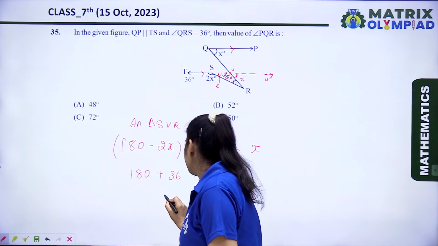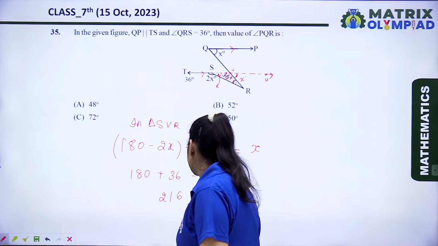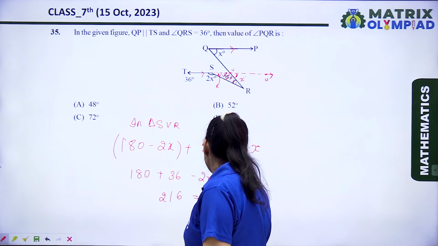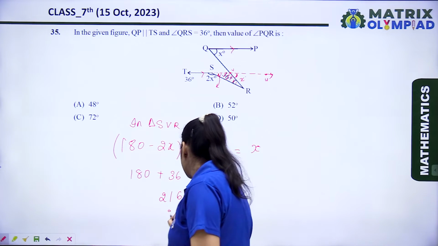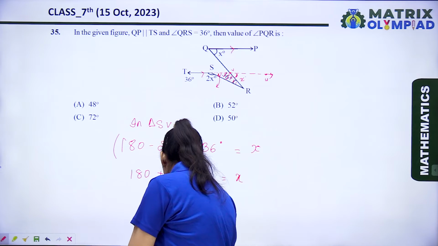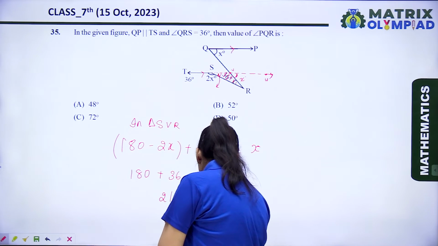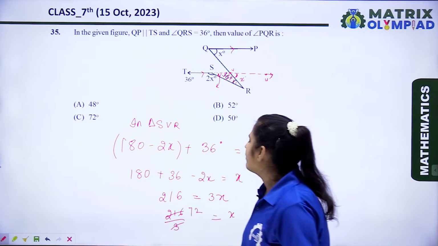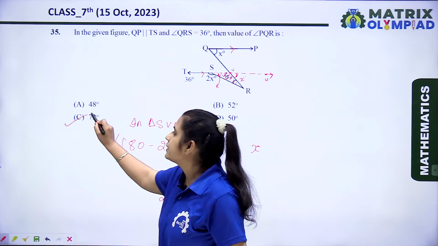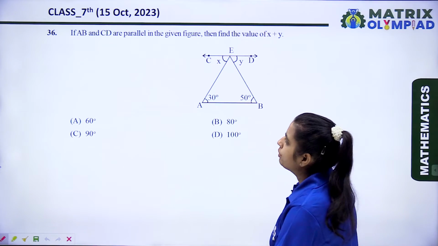So 180 plus 36 is 216 equal to 3x. Now 216 divided by 3 equal to x. So the value of x is 72. Here option C is the correct answer. Now the next question is question number 36.